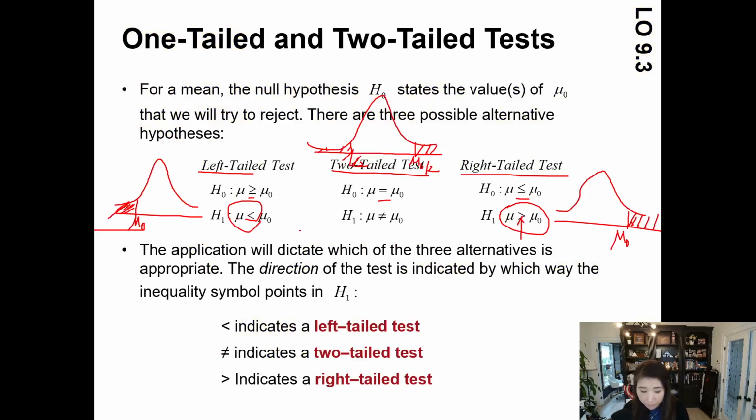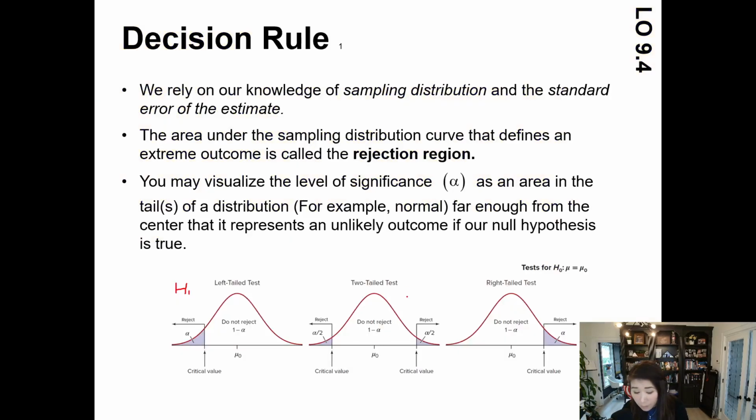So mu smaller than. When we look at the two-tail test, it's mu not equal to, right? So if mu not equal to, it will be outside that critical value. Therefore, half of the alpha is on the right-hand side and half of the alpha is on the left-hand side.